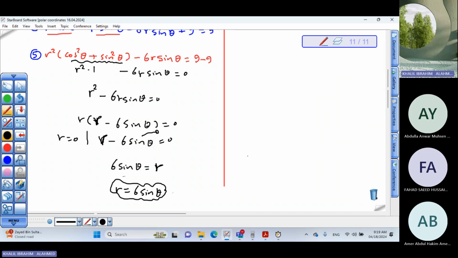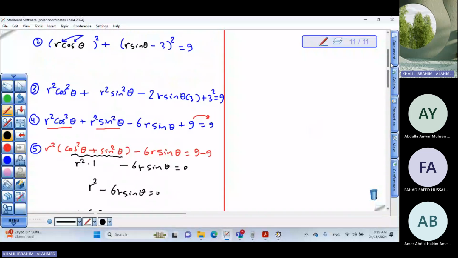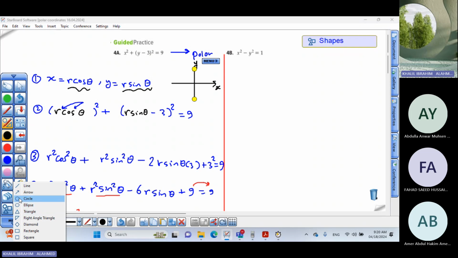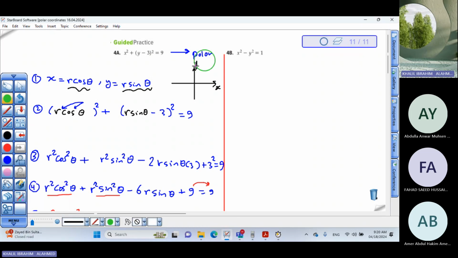This equation represents a circle. Represents what? A circle. This is the circle here, as you see. This is X. This is Y. The coordinate of the center of the circle is (0, 3). Okay, (0, 3). This is the center. Okay, (0, 3) here.